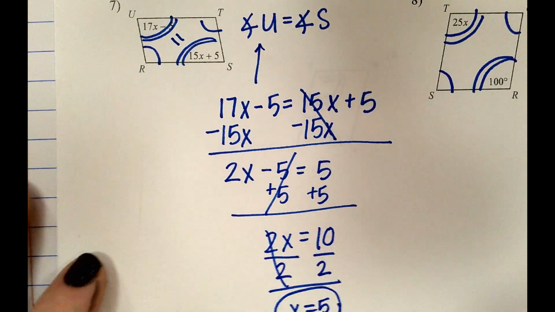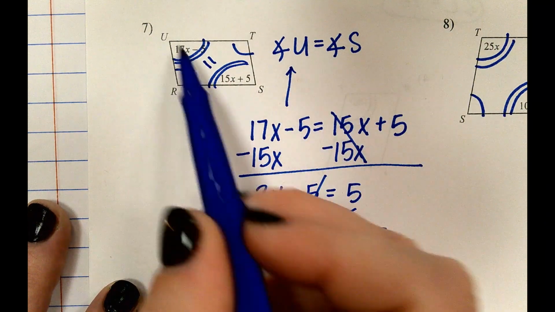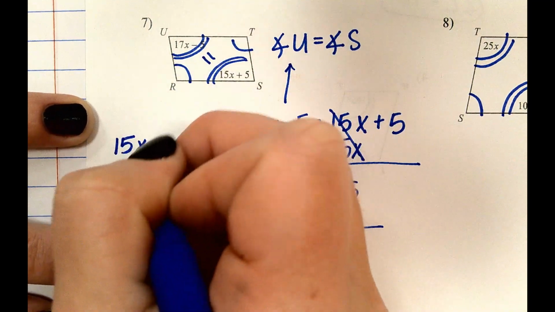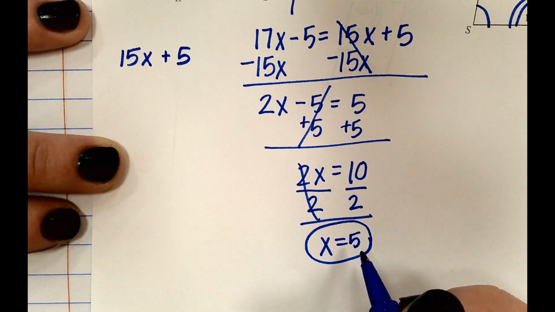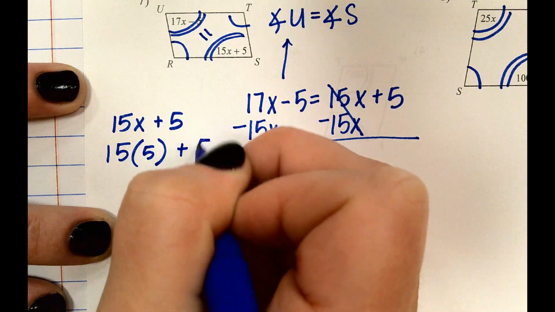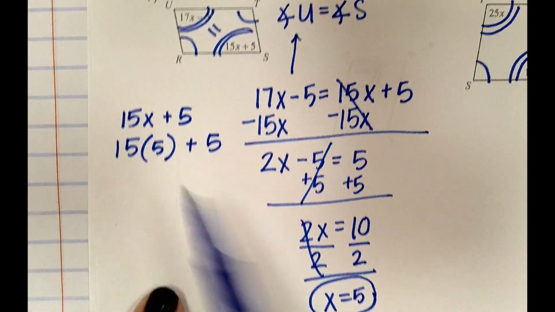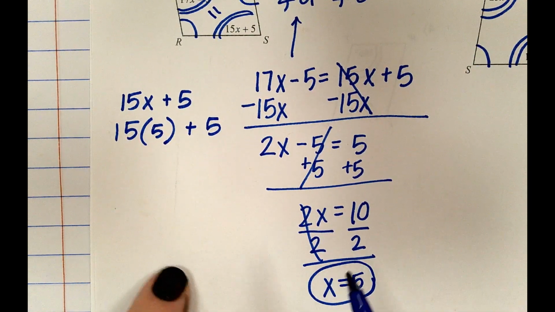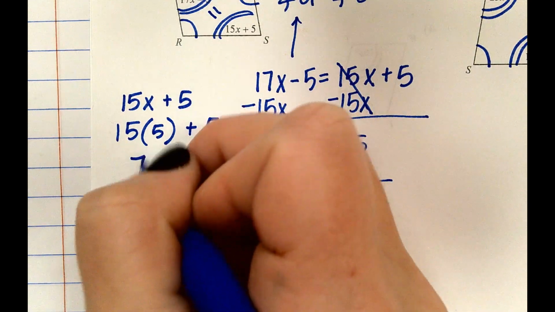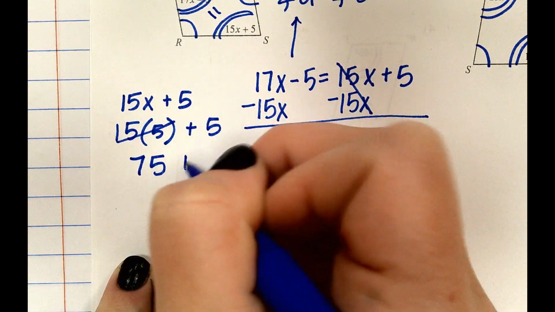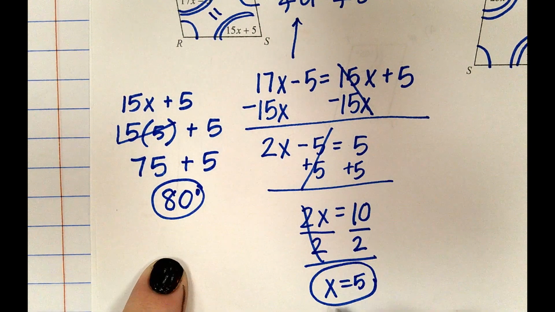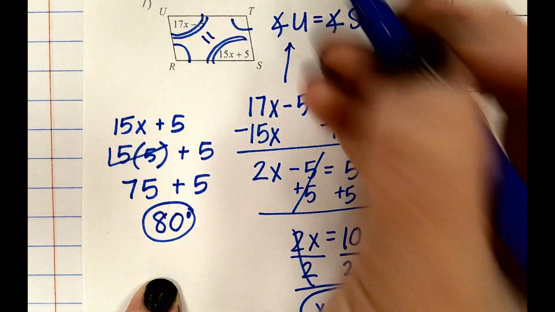I like 5s better than the 17, so I'm going to do 15x plus 5 and plug in 5 for x. What is 15 times 5? 75. Yes, 75 plus 5 is 80. So x is 5, and angle S is 80 degrees.